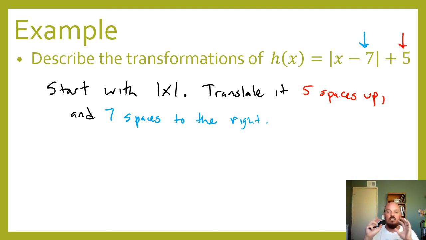But the idea is any number outside, like the plus 5 in red, that's always going to be a shift up or down. A plus 5 shifts up, a minus 5 shifts down. Any number inside the absolute value is always going to shift sideways. A minus 7 shifts to the right, and a plus 7 would shift to the left.